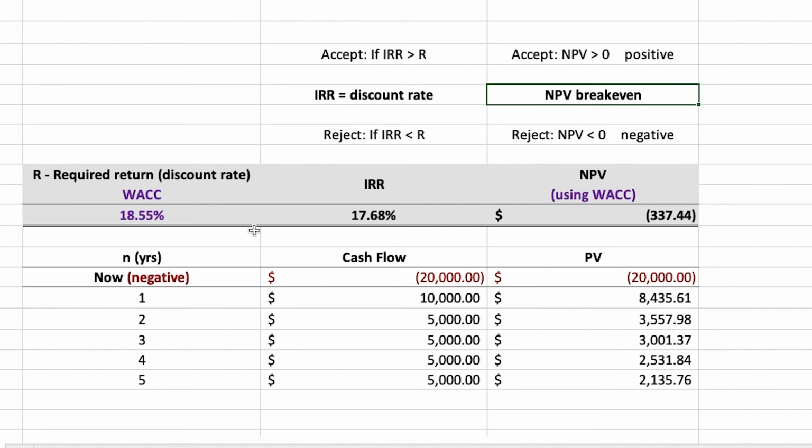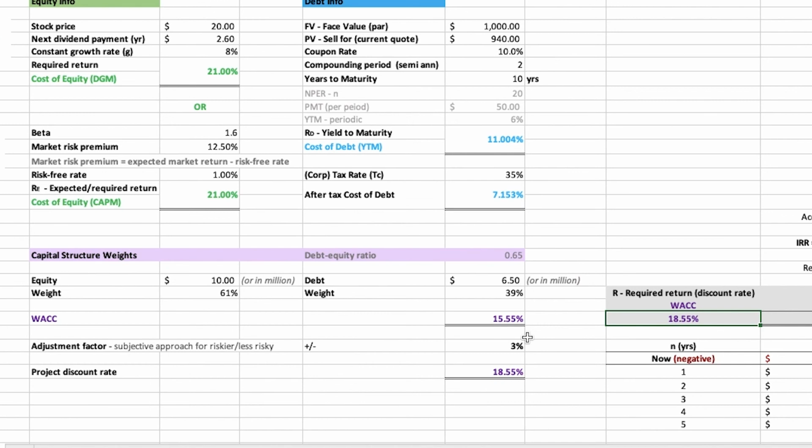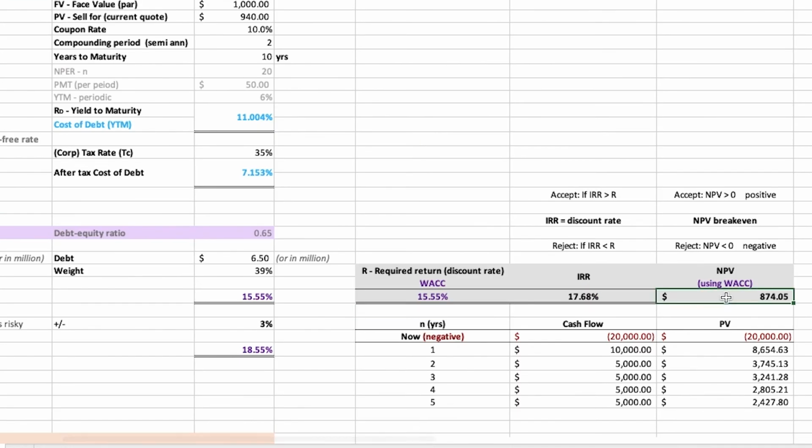So this is very important to note because here, if we do not take into consideration the adjustment factor, we would actually use 15.55, which would give us a positive net present value. So in this case, we will agree to invest. But if we actually consider the risk factor, then we shouldn't invest. So this is very important to note.